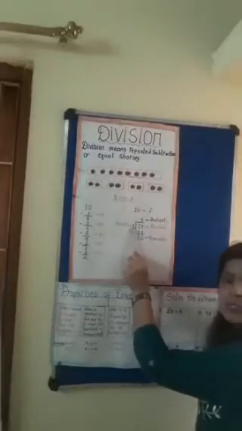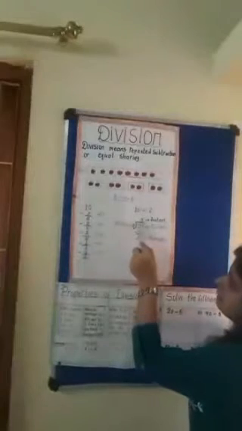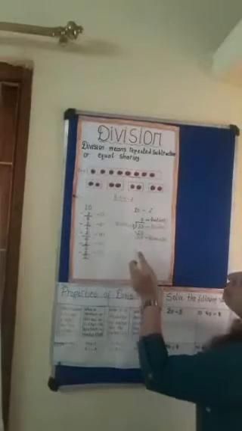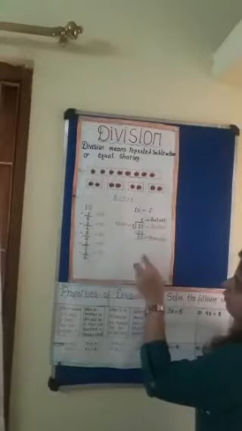10 divided by 2. 2 1s are 2, 2 2s are 4, 2 3s are 6, 2 4s are 8, 2 5s are 10. We will write here 5 and 10 here and we will do the subtraction. So 10 minus 10, 0.